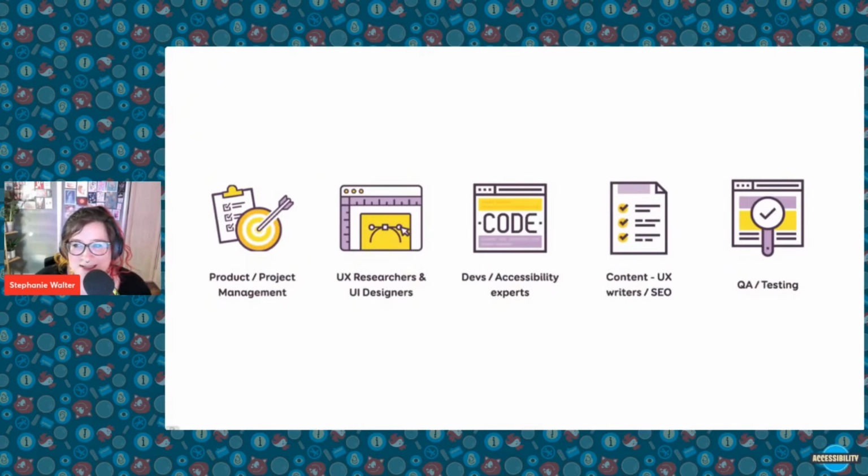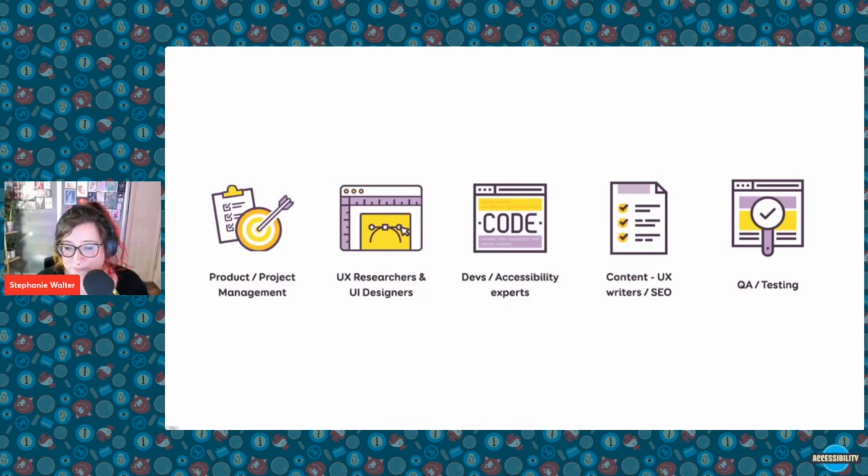At the end of the day, accessibility is a team's job. Project managers can push accessibility by making sure that we have accessibility as part of the definition of done, as part of requirements. UX researchers, designers, we can make mockups accessible. UX researchers can test those with different people and disabled people. Devs, accessibility experts, they're the ones who will have to code it to make sure it technically works.